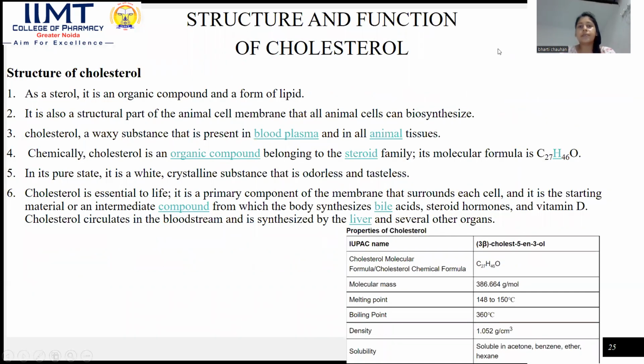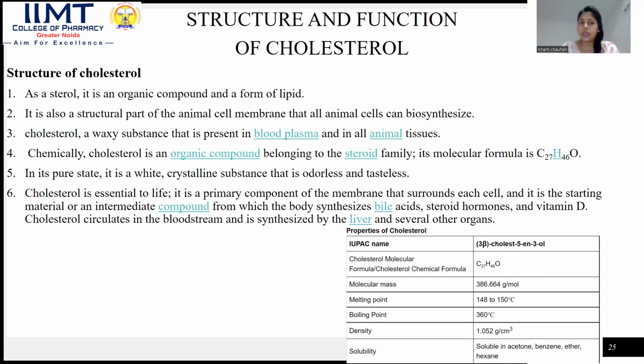Next is the structure of cholesterol, right? This is a very important part of this unit, so you should keep that in your mind. Cholesterol is a sterol. It is an organic compound in the form of lipid. It is also a structural part of the animal cell membrane that all animal cells can biosynthesize. Cholesterol is basically a waxy substance that is present in blood plasma and in all animal tissue.